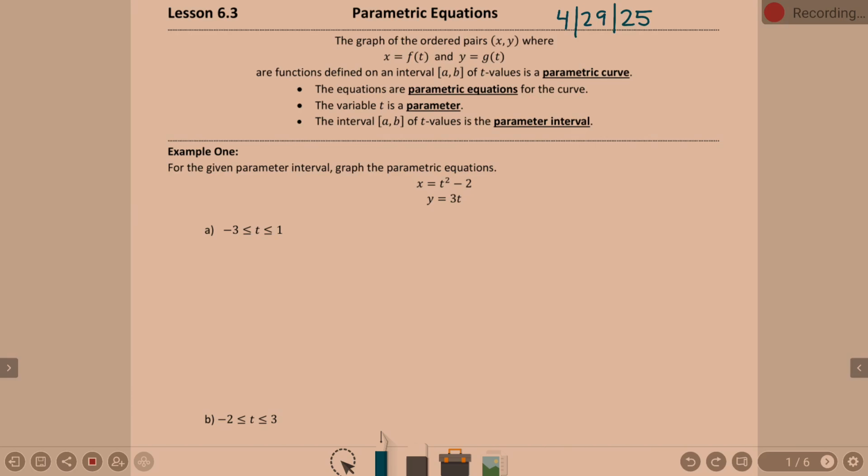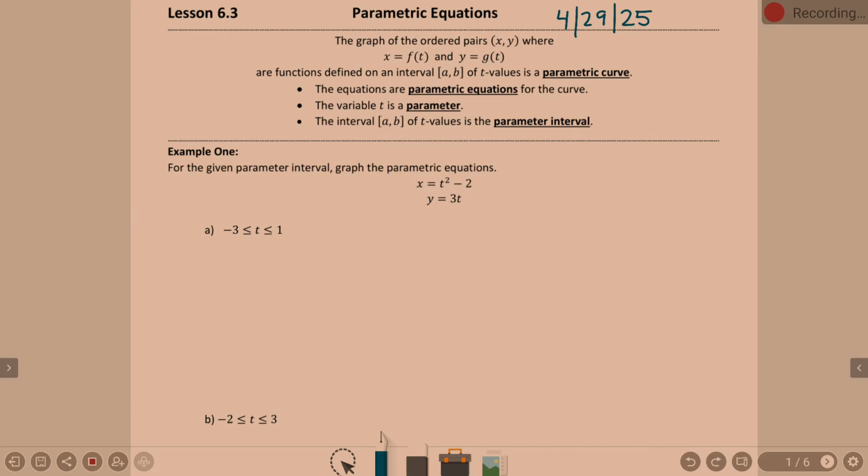Okay, so a little bit of information up top here. The graph of the ordered pairs x comma y, where x is f of t and y is g of t, are functions defined on an interval a to b of t values, is a parametric curve. One of the parametric curves we'll look at eventually is if you think about our unit circle. On the unit circle, the x value is your cosine value. The y value is your sine value. Same type of thing there.